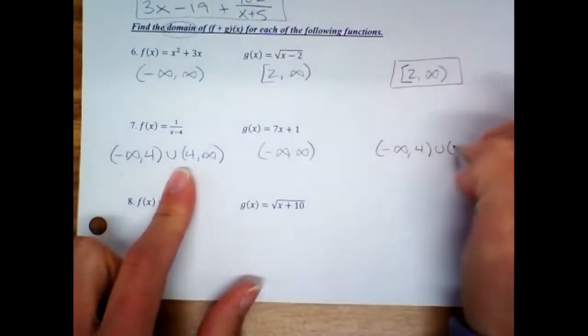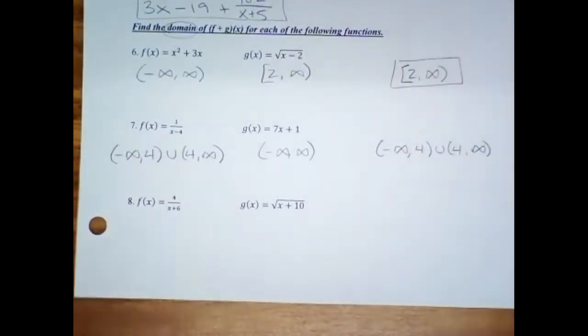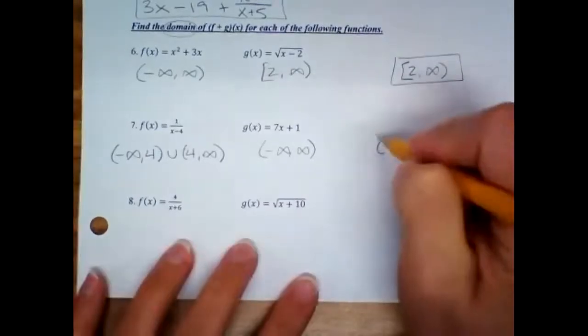That one's letting everybody into the party. There's no restriction. All right, for this one, who is getting kicked out? Four, leave out four. And then this one's a line, so all reals. Again, when you combine them together, you really don't need this one because there's no restriction on it. So your answer is just going to be negative infinity to 4, union 4 to infinity.